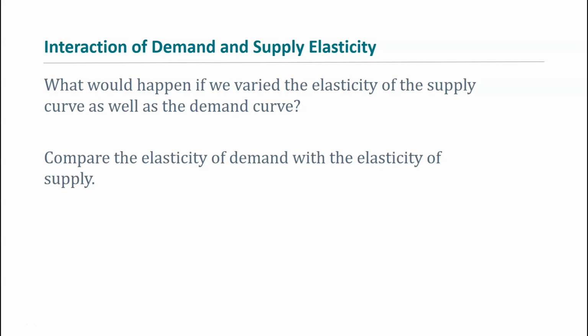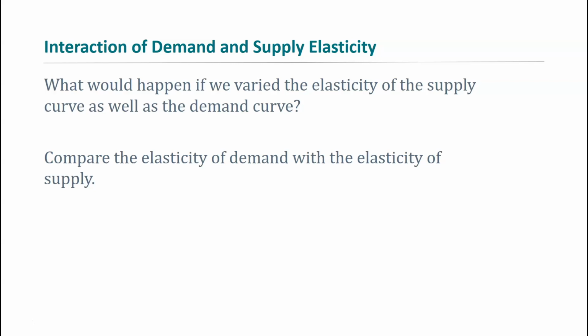You think about what would happen if we varied elasticity of supply as well as elasticity of demand. Compare the elasticity of demand with elasticity of supply and think about who would bear the most of the tax. And the answer is whoever's willing to. Whichever side of the market is most inelastic is the side of the market that is going to bear the most of the tax incidence.